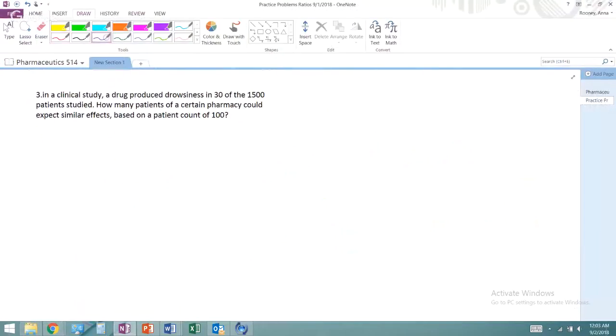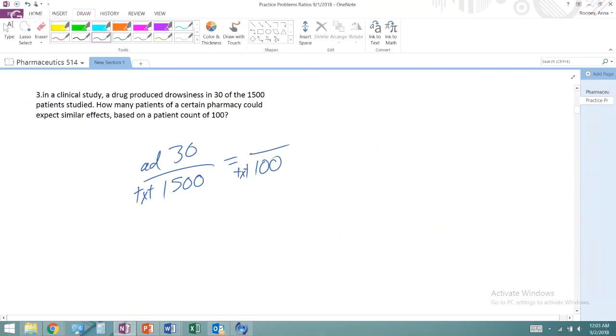Okay. In a clinical study, a drug produced drowsiness in 30 of the 1,500 patient studies. So that's your total. So this is your adverse events. This is your total treated population. Okay? How many patients in a certain pharmacy could expect similar effects based on a patient count of 100? So there's your total treated population, and they want to know what would be the adverse events that would happen. So multiply those two, then divide by 1,500.